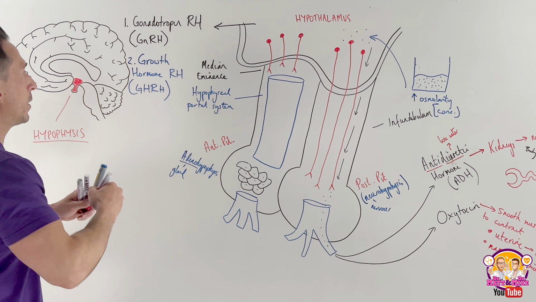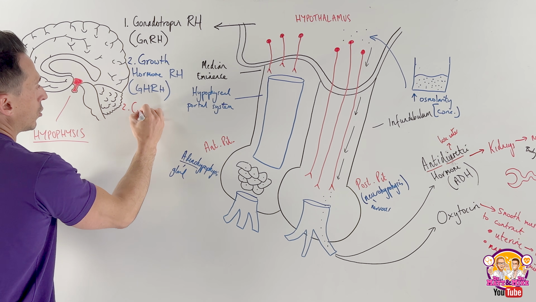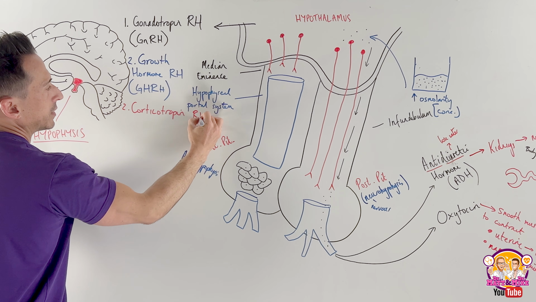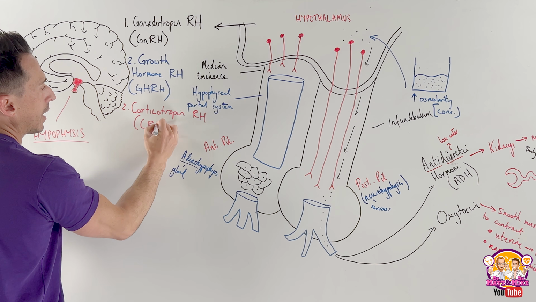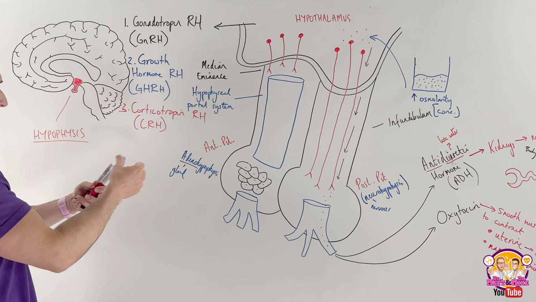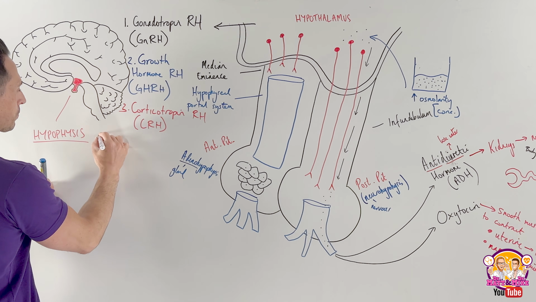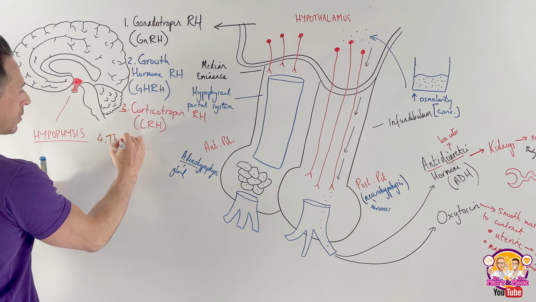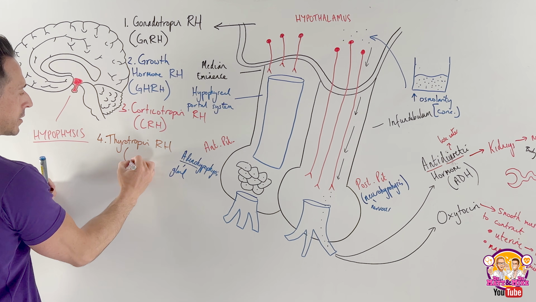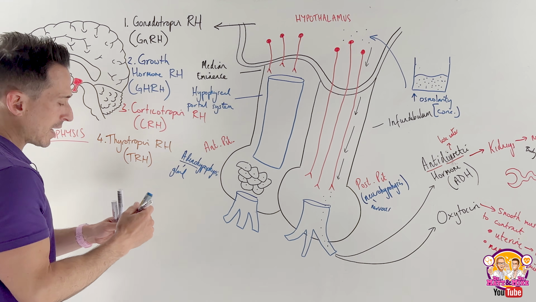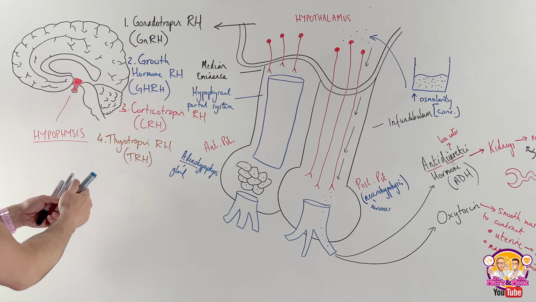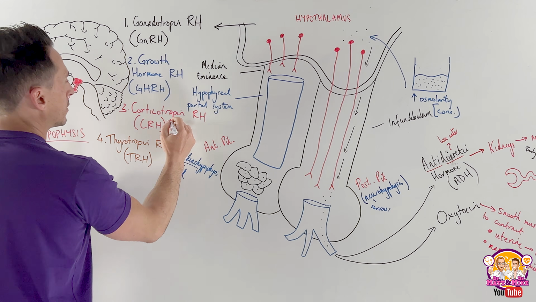Another one is going to be corticotropin releasing hormone, sometimes written as CRH. I wrote that as 2, but that's number 3. And then number 4, we've got thyrotropin releasing hormone, sometimes written as TRH. Now, there's actually other hormones produced here. These are the stimulatory ones. So I can actually write a little plus sign next to all these because they're stimulatory.